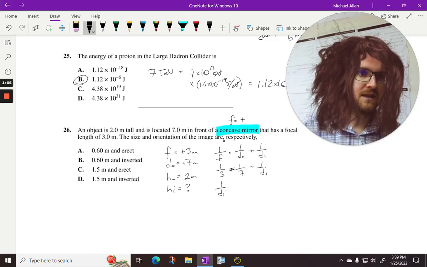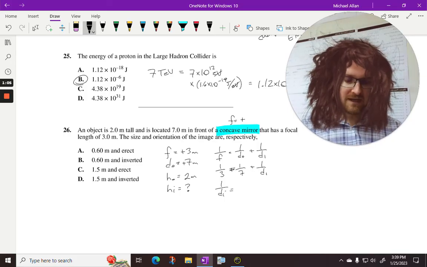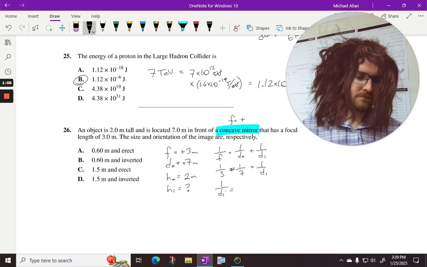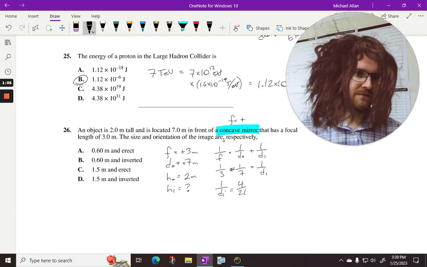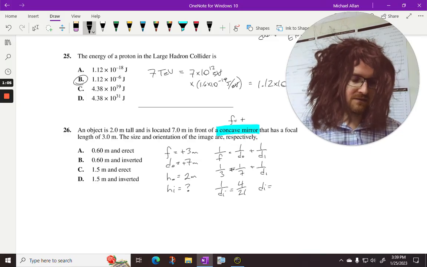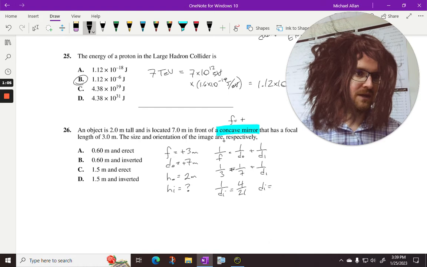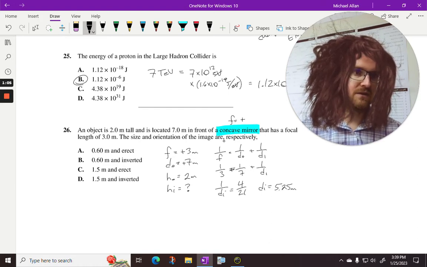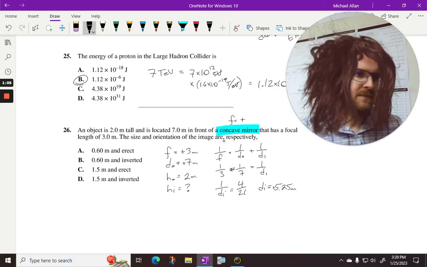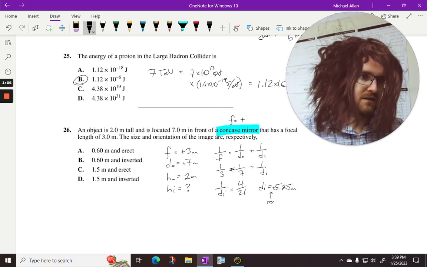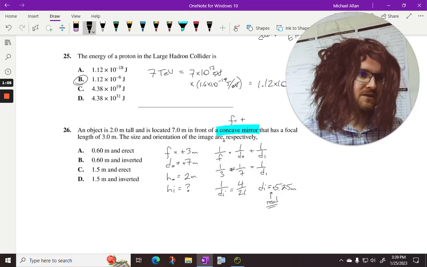So 1 over di is equal to, so we're going to minus the 1 over 7. Ends up being 4 over 21 as a fraction. It's a weird decimal, but we want to get di, so we've got to flip that over, right? You can go 1 over your answer, use the negative 1 exponent button there. You'll get 5.25 meters. Okay, it's a nice little positive number, right? Because it ended up being positive. Yep, this is actually a real image. It doesn't ask that question, but it's nice to know.